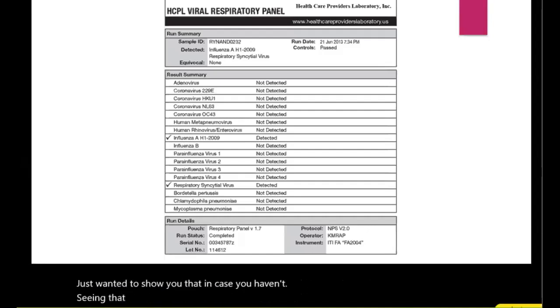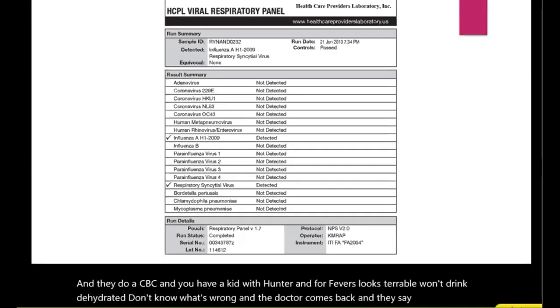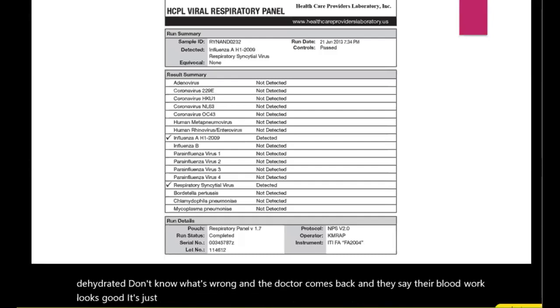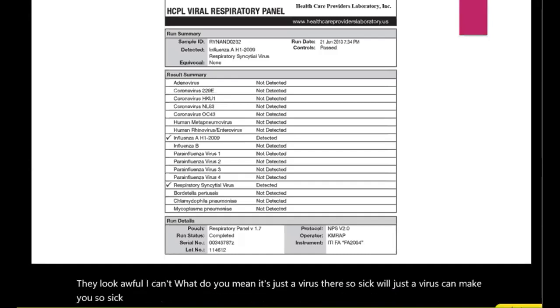And when you go to the doctor and they do a CBC and you have a kid with 104 fevers, looks terrible, won't drink, dehydrated, don't know what's wrong, and the doctor comes back and says their blood work looks good, it's just a virus. You're like, what do you mean it looks good? The kid looks like death, they look awful, what do you mean it's just a virus? They're so sick. Well, just a virus can make you so sick, and it lasts for 7 to 10 days, and there's no magic cure, and the blood work does normally look normal.